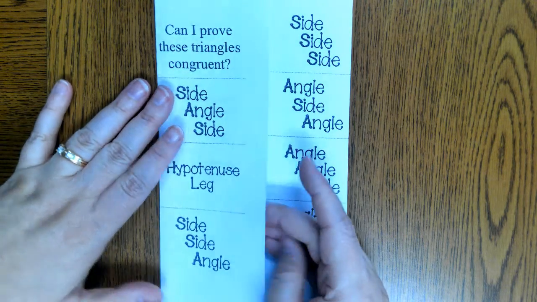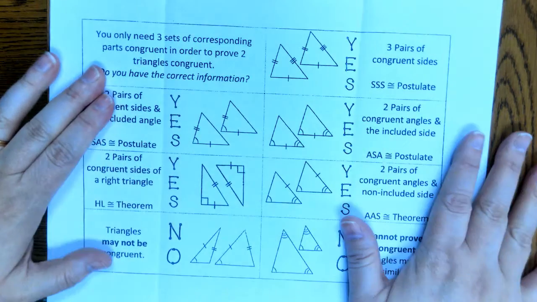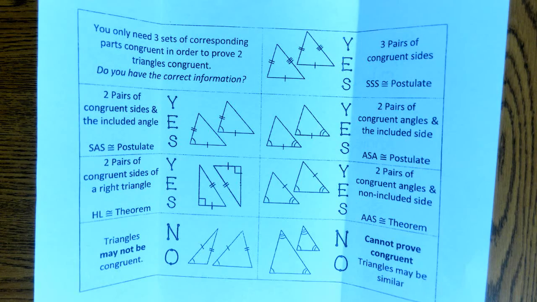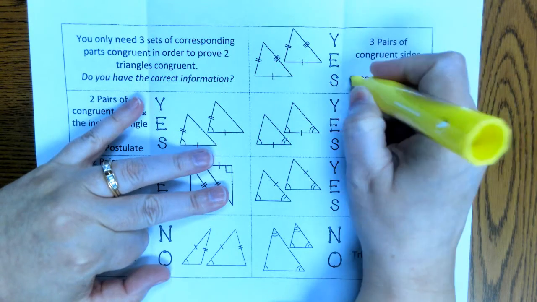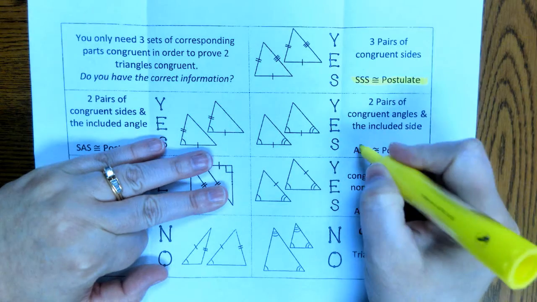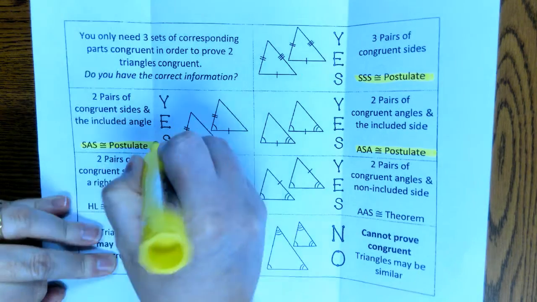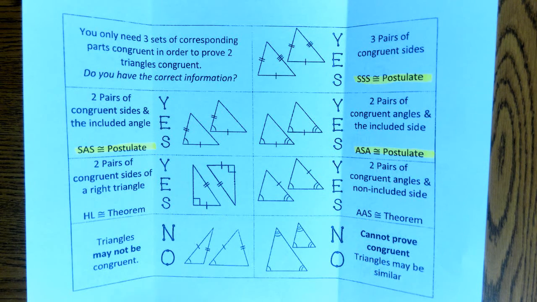So when you open them, the 3 that are postulates, and remember, postulates are the part that you don't have to prove. You get to accept without proof. The postulates are the 3 sides, 2 angles and the side in between, and 2 sides and the angle in between. Those 3 are the original. Remember, we talked about postulates don't have to have proof. Theorems did. You use these 3 to prove all the theorems.